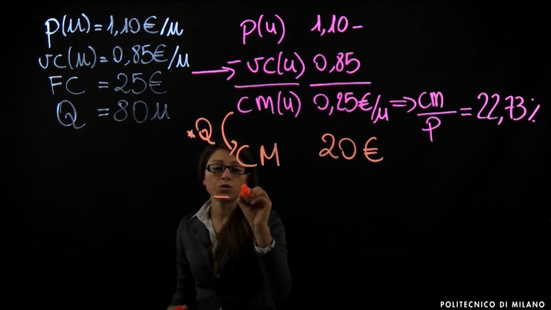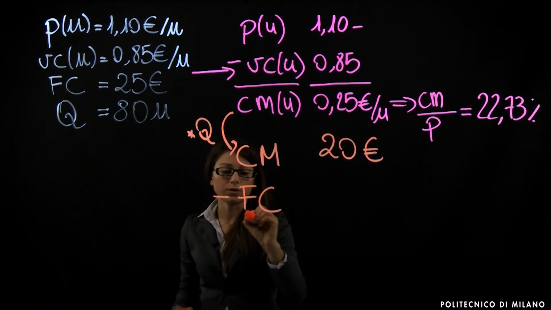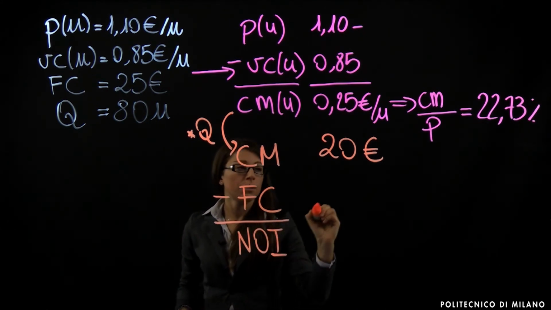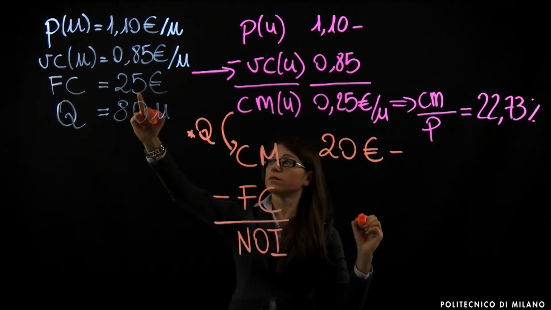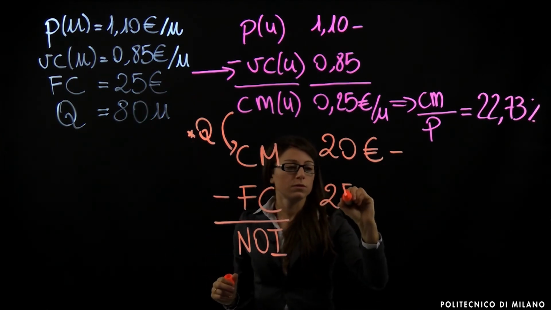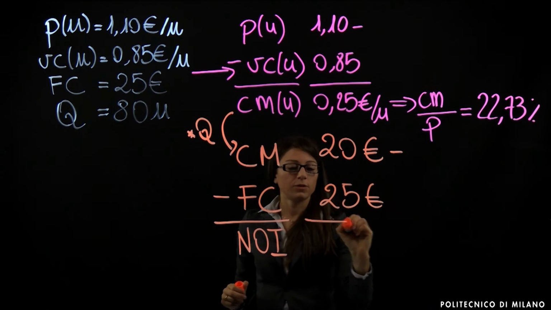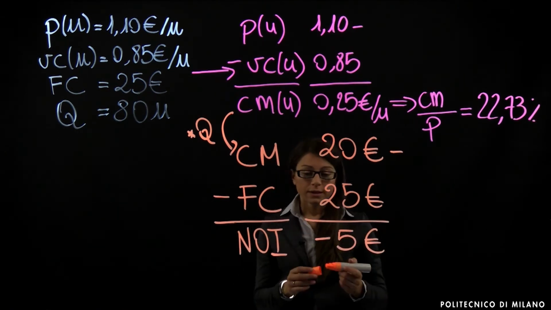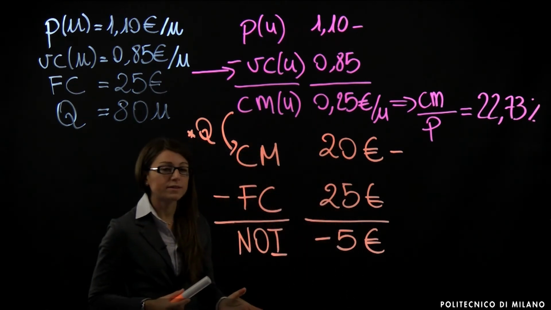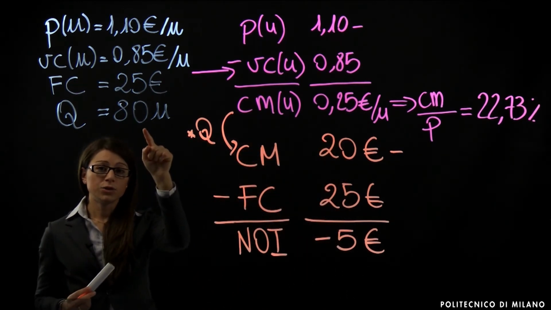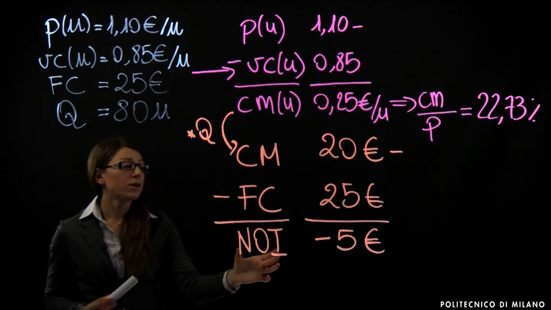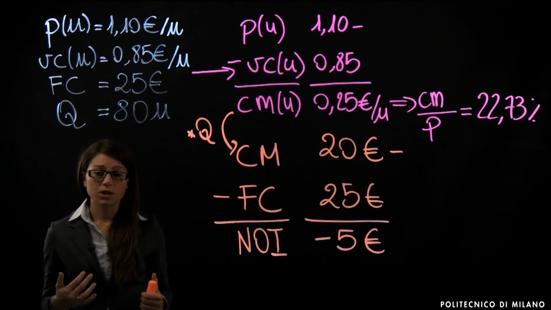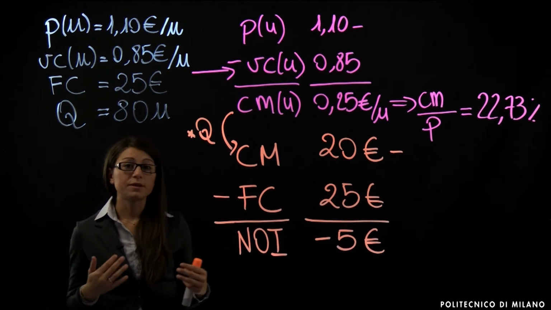If from the contribution margin we deduct the fixed costs, we obtain what is defined as the net operating income. So minus our fixed costs, which are 25 euros, we have a net operating income of minus 5 euros. This is particularly useful because we are saying that 80 units of our production are not able to cover the fixed costs.